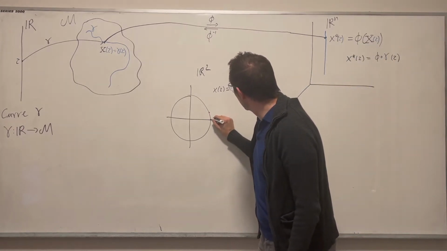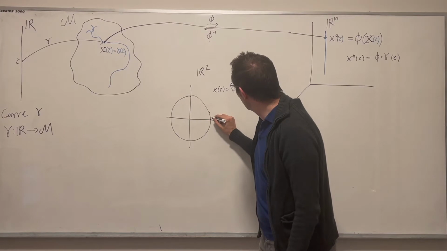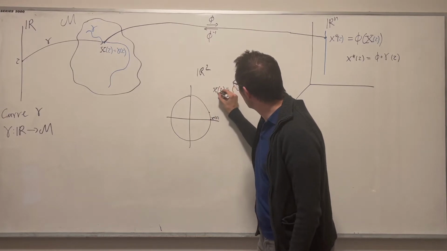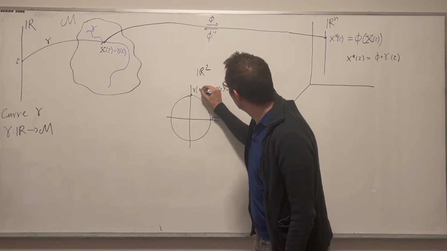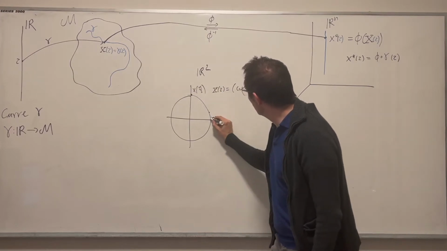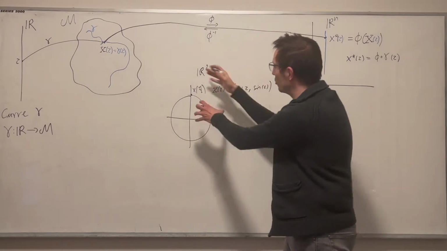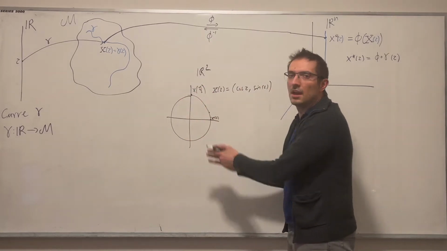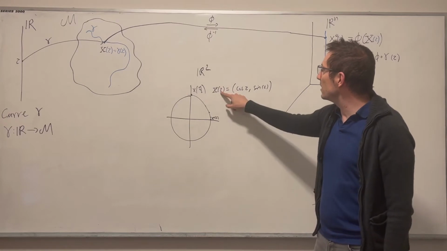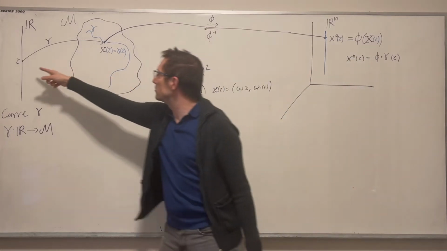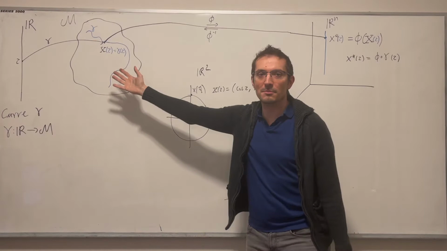Well, this one is x of 0. This point is x of pi over 2, etc. So as you vary tau, you move in your manifold. In this case, it's R2. Well, this is the abstract notion of that. It's a function from the reals to whatever the manifold is. It's a function from the reals to my bag of infinite potatoes.